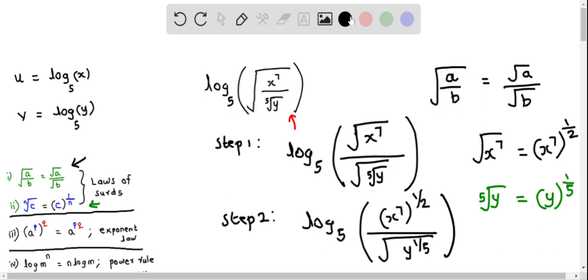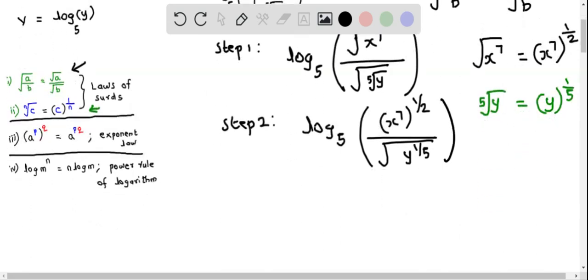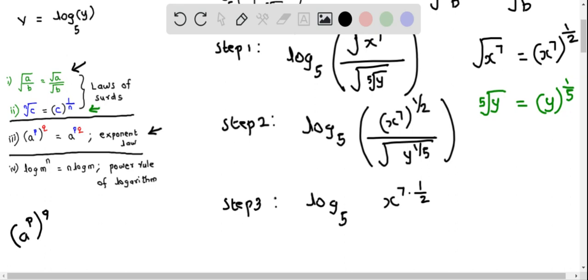Let's do step 3. In step 3, we are going to convert into the exponential forms. We have log to the base 5. This x raised to the power of 7 raised to the power of 1 by 2. If we use the exponent law, we can write this as x raised to the power of 7 multiplied by 1 by 2. According to this law, suppose we have a raised to the power of p, once again raised to the power of q. This is equivalent to a raised to the power of pq, the powers get multiplied.